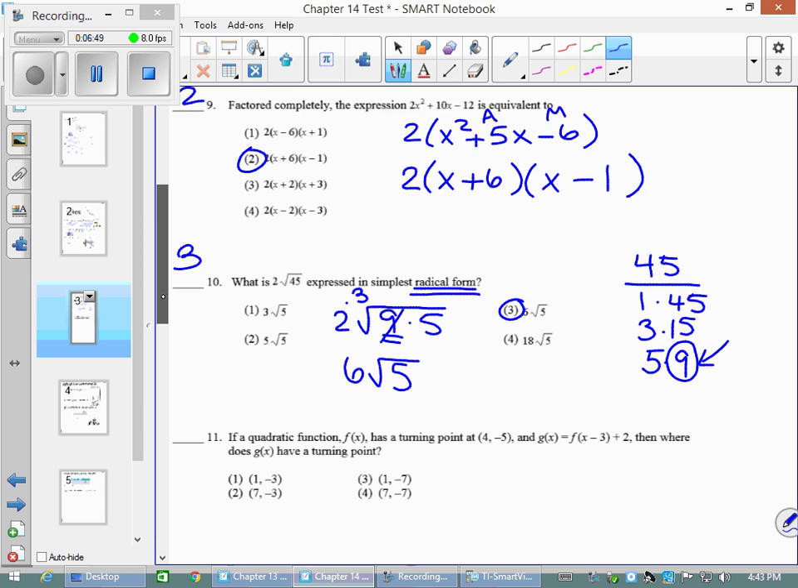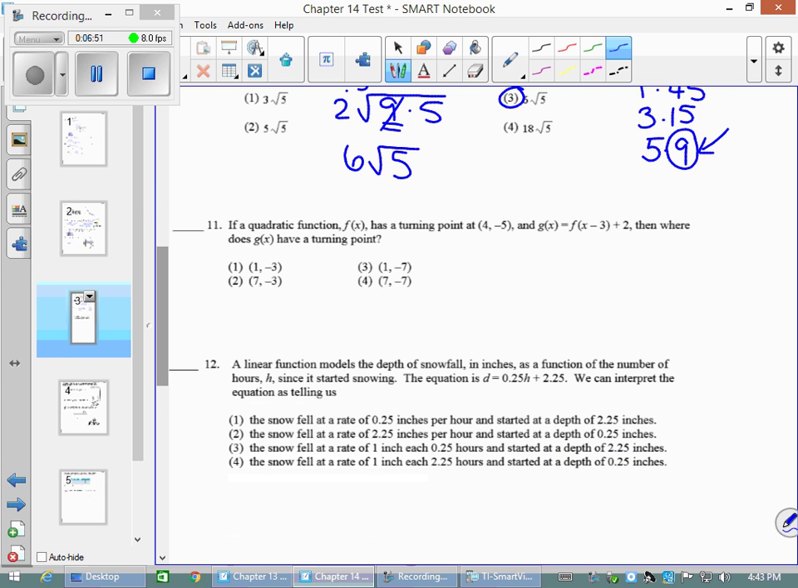Question 11. If a quadratic function has a turning point at (4, -5), and g of x, which is based on f of x, is equal to f of x minus 3 plus 2, then where does g of x have a turning point? Okay, well I have to know what the minus 3 and the plus 2 are doing to my function f.